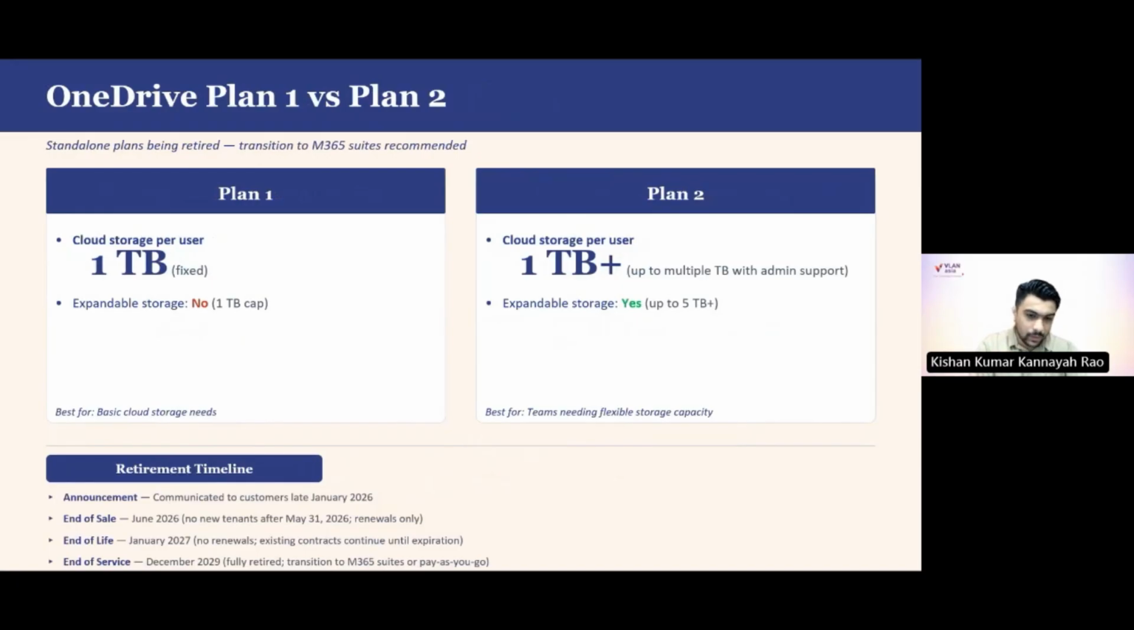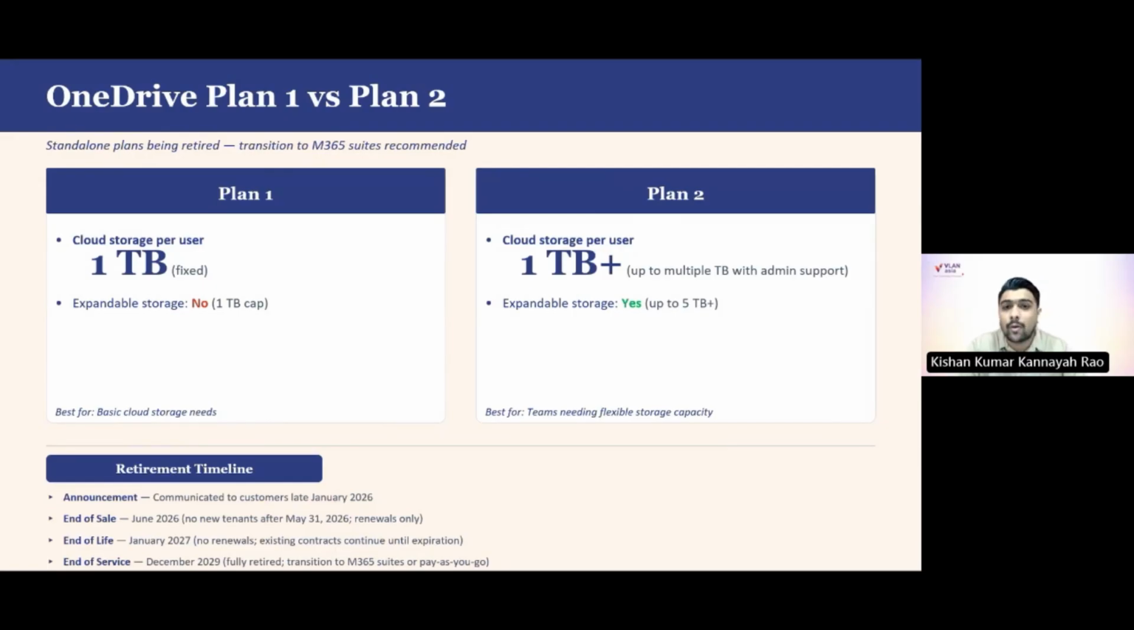All right. So now we go to OneDrive. OneDrive also has two different plans here, right? OneDrive Plan 1, which is the default one, comes with 1 TB, which is fixed. So the moment you purchase Business Basic, Standard or Business Premium, each user will get this 1 TB of OneDrive storage. If you need more than 1 TB, then you need to go for Plan 2. With Plan 2, you get the 1 TB from the Plan 1 license, and on top of that, you can expand it up to 5 TB.